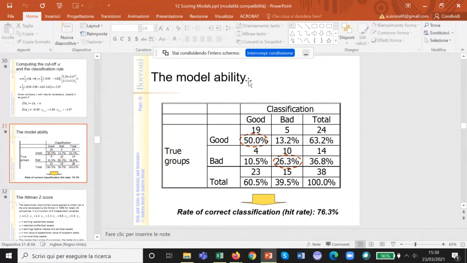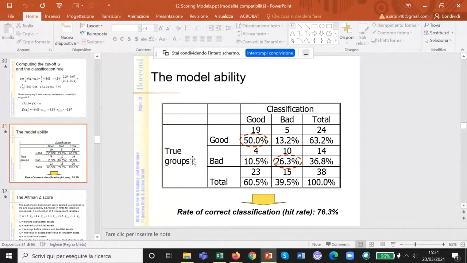Basically, it would tell us that if you take the true groups, so those that are really true, out of the 24 that are really true, 19 would be classified as good, okay? However, out of these 24, unfortunately, 5 would be mistakenly classified as bad, okay? So out of the 38 companies, 50% here would be classified correctly.